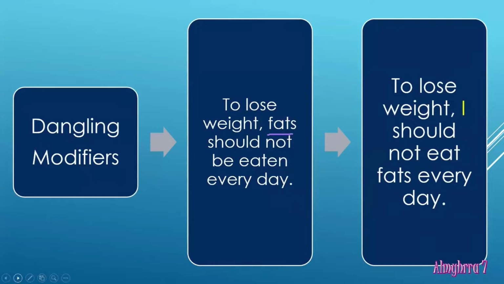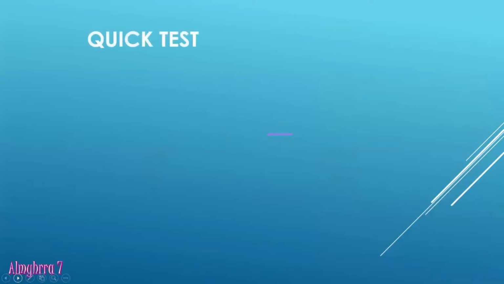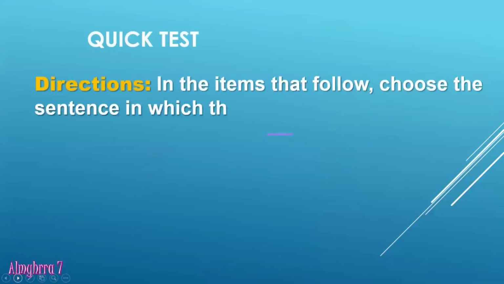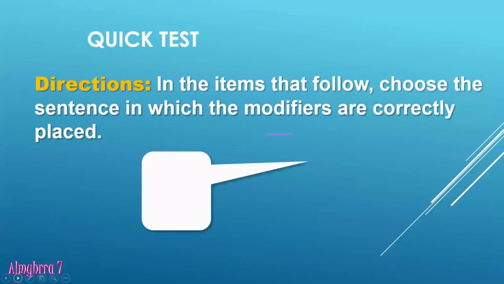Now this time, let's have a quick test. What you're going to do is, in the items that follow, choose the sentence in which the modifiers are correctly placed. So, from the three sentences, give me the letter which is free from dangling or misplaced modifiers. In short, the correct sentence. No misplaced, no dangling. Are you ready? Get your paper and pencil and let us try this exercise.